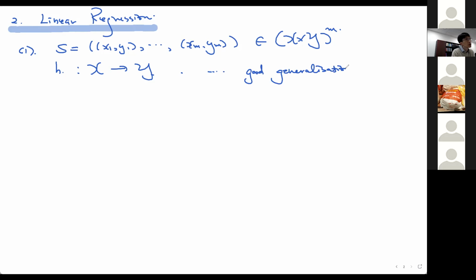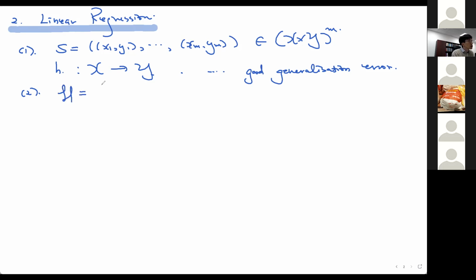That is the problem that we want to solve using linear regression. And linear regression approaches this problem by formulating some hypothesis set and a specific optimization objective, and solving that optimization. And the hypothesis set linear regression uses is linear functions.